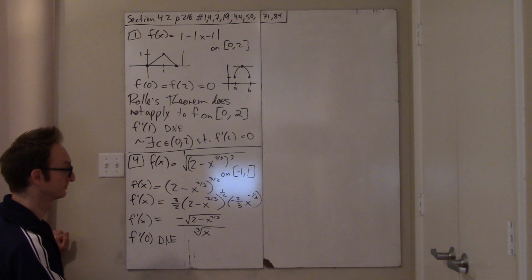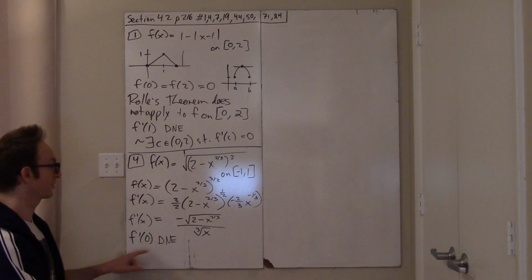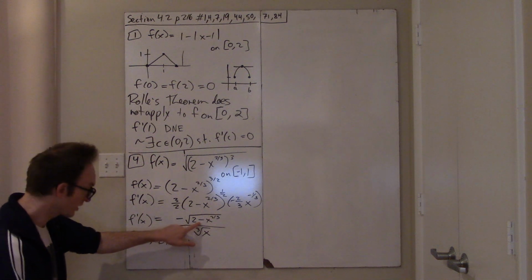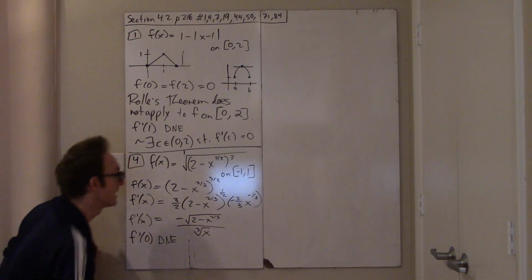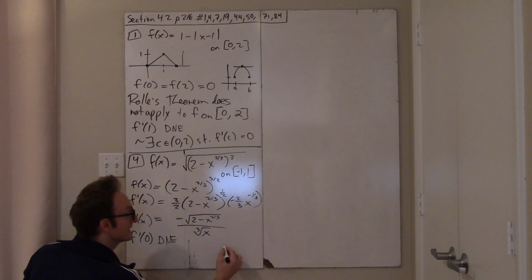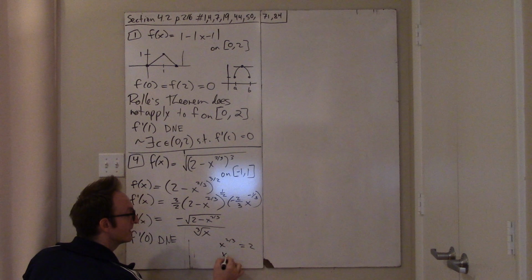Because, yeah, I don't think so. Because in order for this derivative to be 0, that numerator would have to be 0, and in order for that numerator to be 0, we would need x to the 2/3 to be 2 somewhere, and that would mean, by raising both sides to the 3/2, that x would have to be 2 to the 3/2.